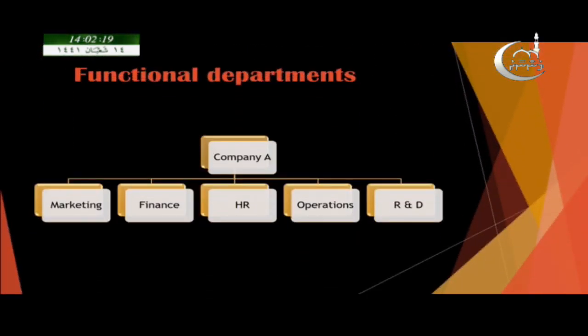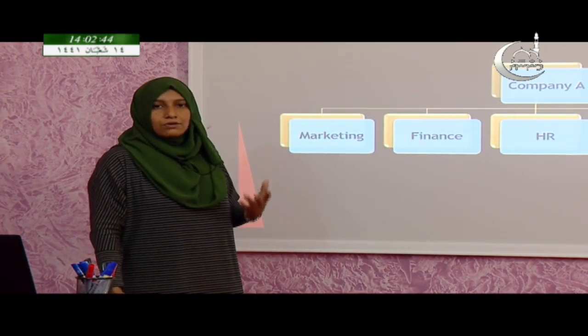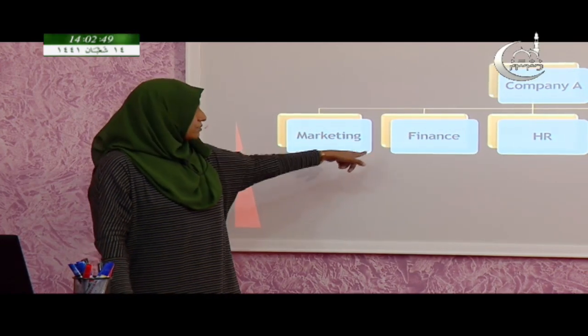Next, we are going to see the simple chart of functional departments. It is just summarized. So, company A has these departments: marketing department, finance department, human resource department, operations and R&D. So, you know what is marketing. Marketing department is responsible for promoting and marketing all the activities that they are doing in the organization. Finance department will be responsible for all the financial activities, including the loans as well as other sources of finance that they are going to get for the business.